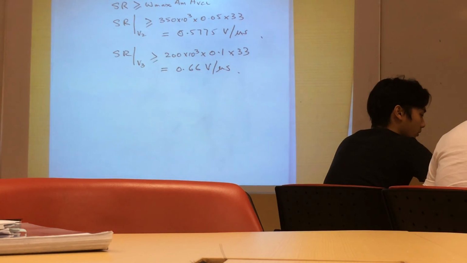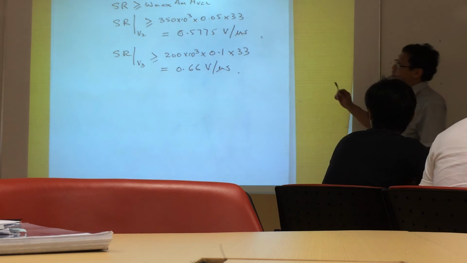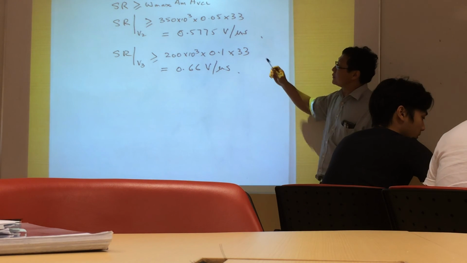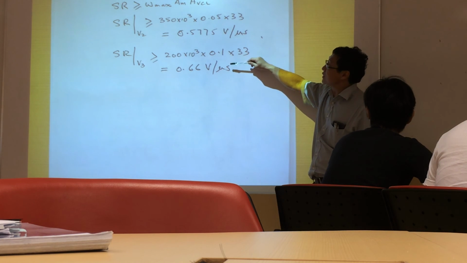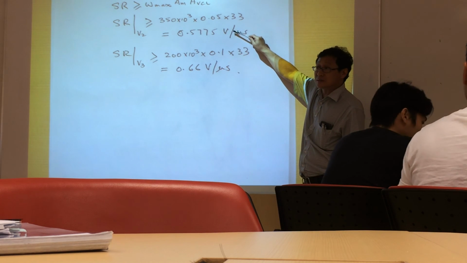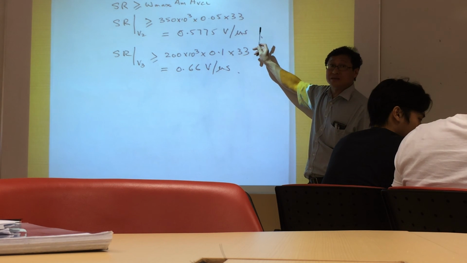So in order for all the four signals to go through undistorted, we will change the slew rate of the op-amp to the bigger one. Because with the bigger one, it will include the second signal as well. So all four signals will go through undistorted.